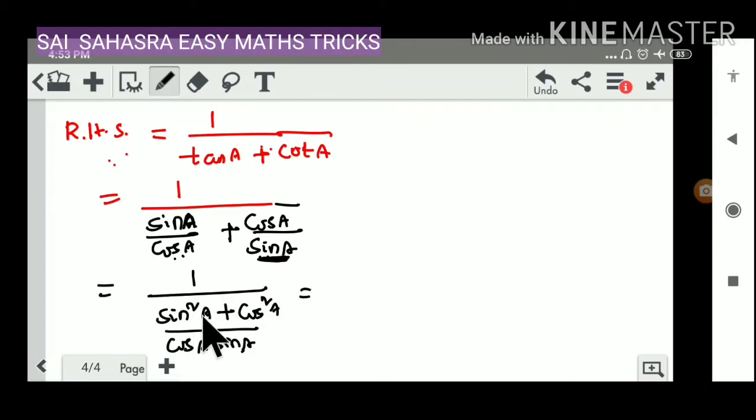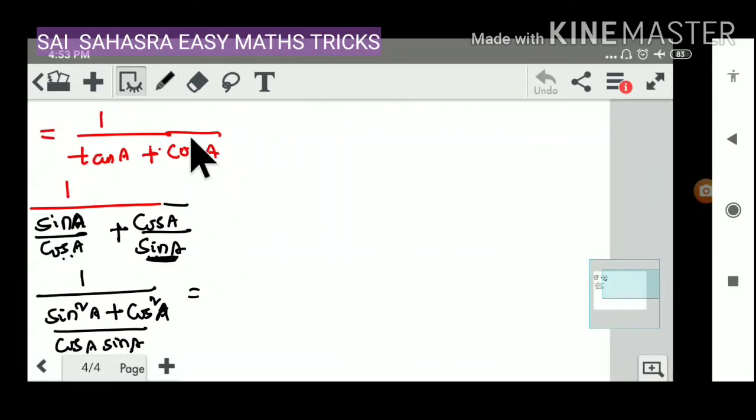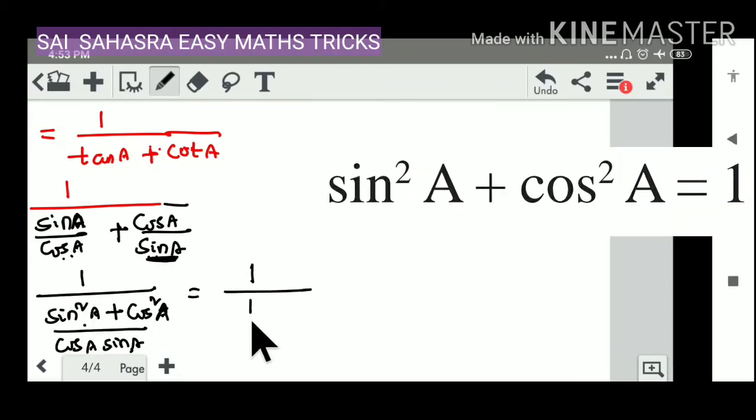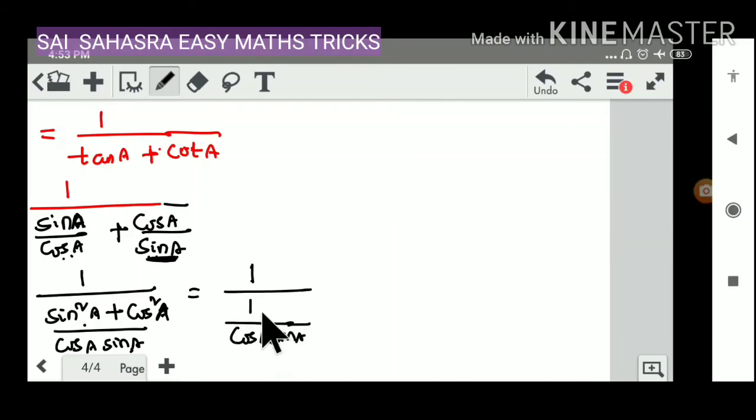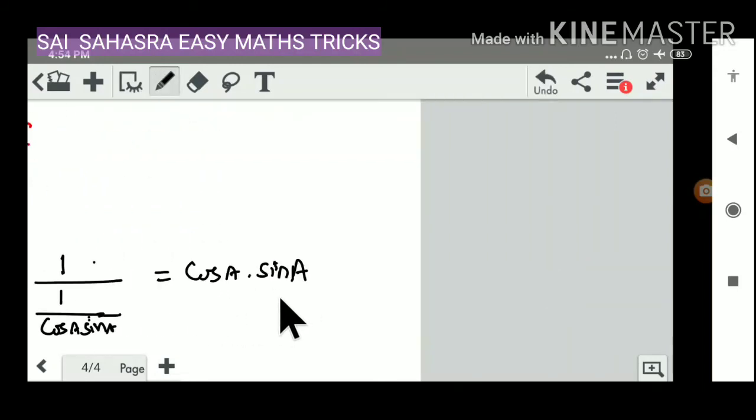From this we can write sin square a plus cos square a is 1. So I am writing 1 instead of that, for sin square a plus cos square a, 1 by cos a into sin a. So 1 by fraction. For this fraction, in the numerator we have 1. If we have a fraction in the denominator, we have to write the reciprocal of that fraction, so we will get the reciprocal of 1 by cos a sin a, which is cos a sin a. Cos a into sin a.